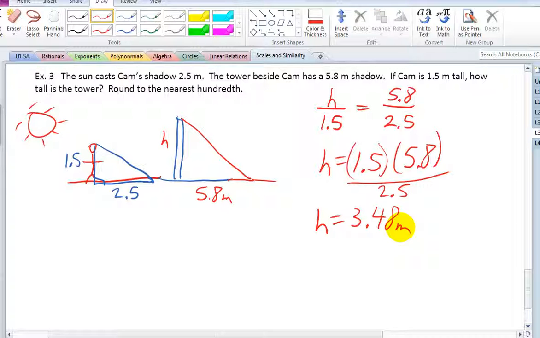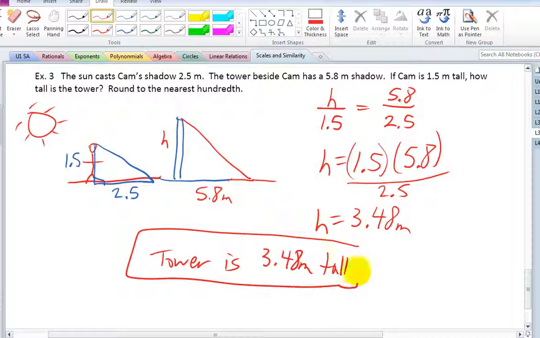Okay. Who is the answer? Wrong. Oh. The height of the tower. Yes, you gotta have a sentence. It is a word problem. No. Tower is 3.48 meters tall. The sentence just helps you reflect to make sure you're truly answering the question that they're requiring you to answer. Bingo.